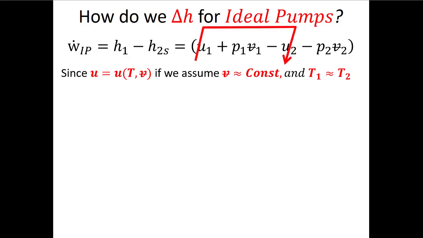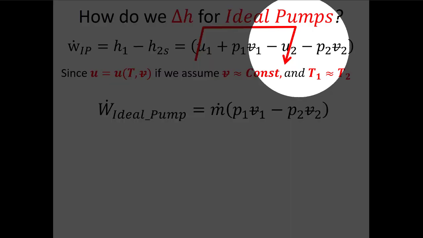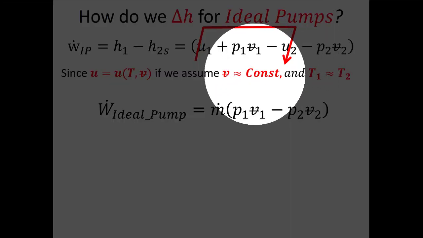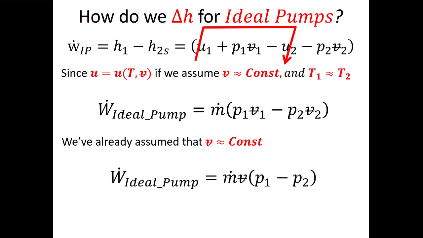So here we would cancel out this delta U, and we'd pull the specific volume out. Now if we take that specific power and multiply by the mass flow rate through the pump, we would get m dot times P1V1 minus P2V2. But we've said that the specific volumes here are approximately constant, so we can pull that specific volume out, and we get that the power across this ideal or isentropic pump is going to be m dot times the specific volume times P1 minus P2.